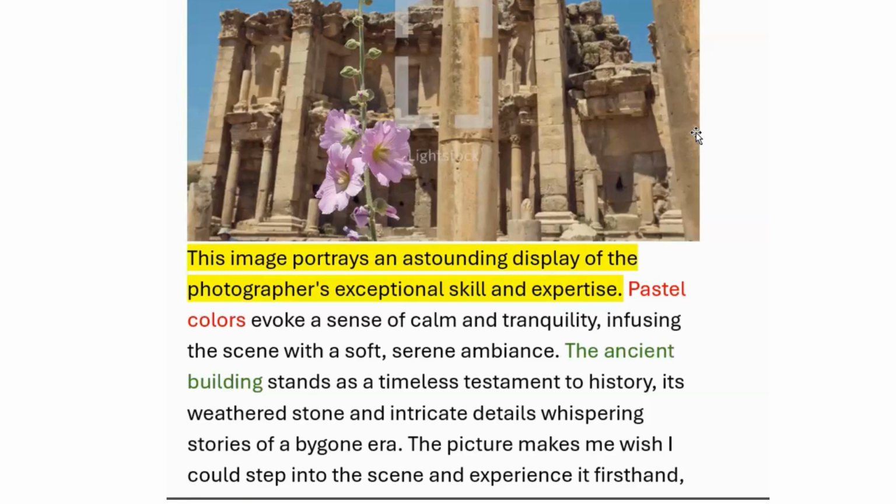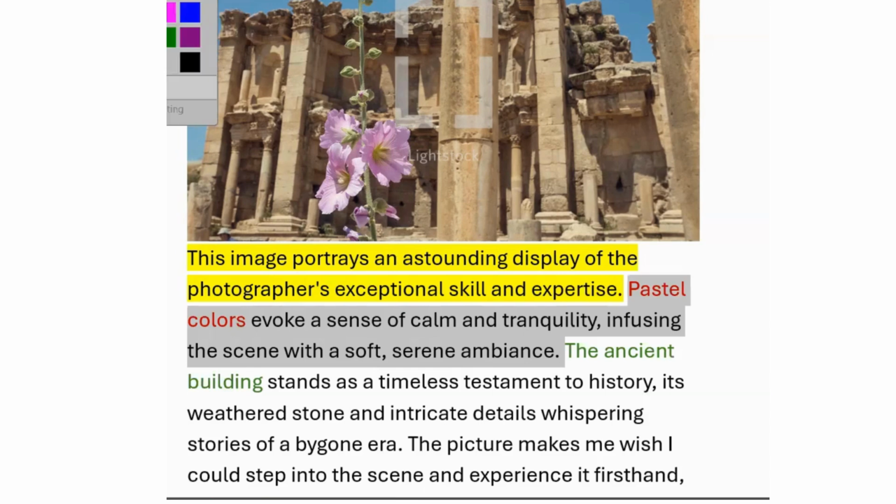The background has light colors. For light colors, you can use the word pastel. Pastel colors evoke a sense of calm and tranquility, infusing the scene with a soft, serene ambience. So let me highlight this sentence and then I will explain to you what exactly it means.